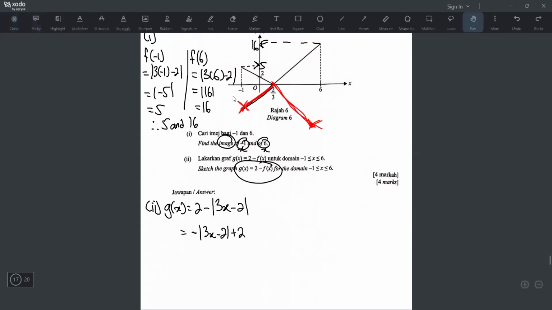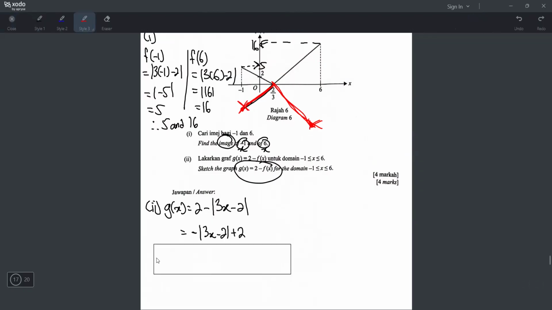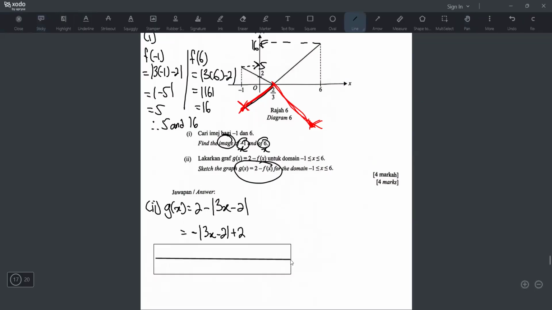So now I already roughly know how the shape looks like. Now I will draw a table to find the actual points. Okay, to find the actual points, right? Okay, so let me draw nicely. So what points will you find?